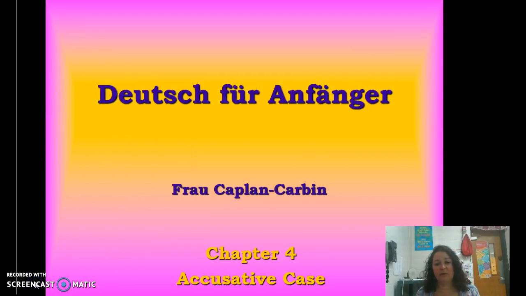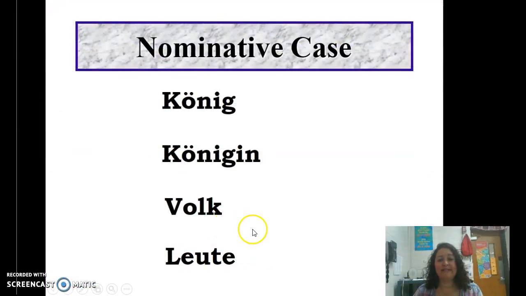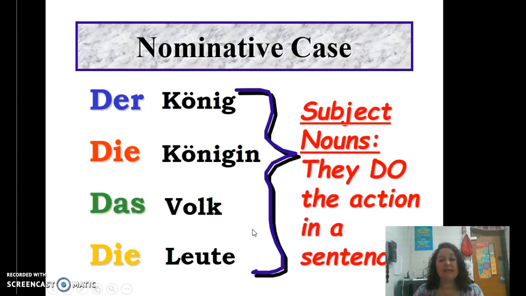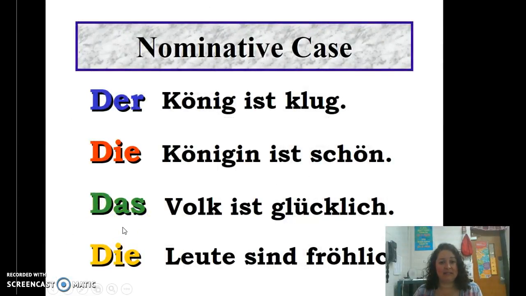Okay, this is another PowerPoint that helps you understand when to use a direct object, when it's the accusative case, and when it's not. So these are some words in the nominative case. That means the subject. They do not change, the der, die, and das, and they are the ones that are doing the action. So here they are again, being used in a sentence. Der König ist klug. The king is smart. Who's smart? The king. There's nothing else. There's no direct object. Die Königin ist schön. The queen is beautiful. Das Volk ist glücklich.